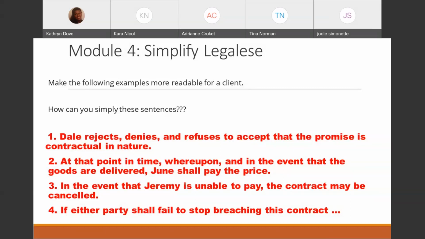All right, let's look at number 4. If either party shall fail to stop breaching this contract. Tina, what do you see right away? If either party shall fail to stop breaching this contract. Shall fail. Stop. It's a double negative, right?